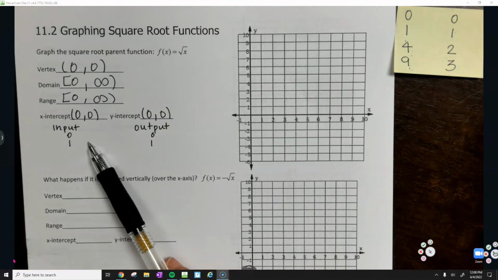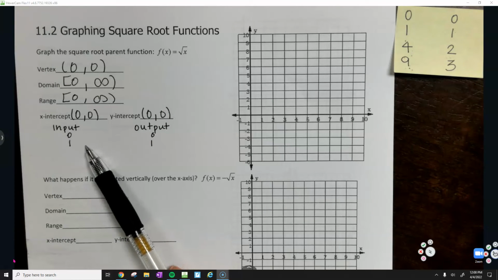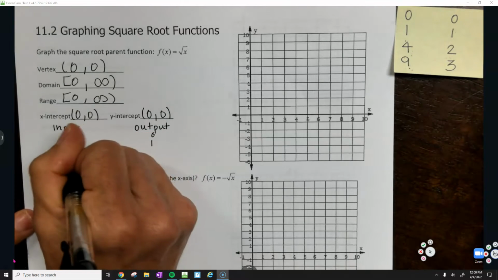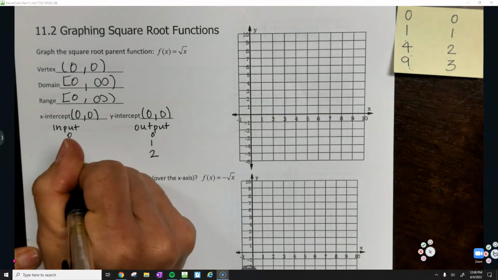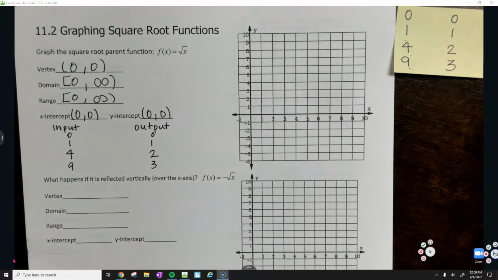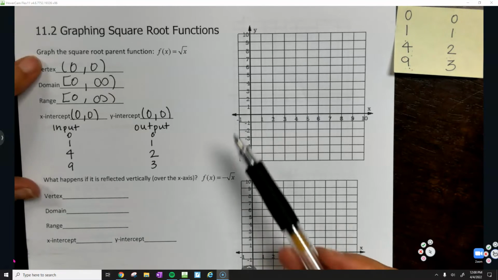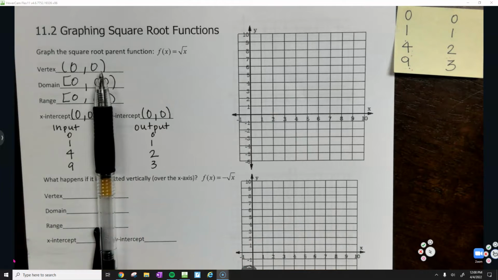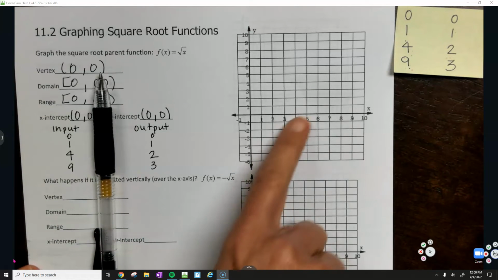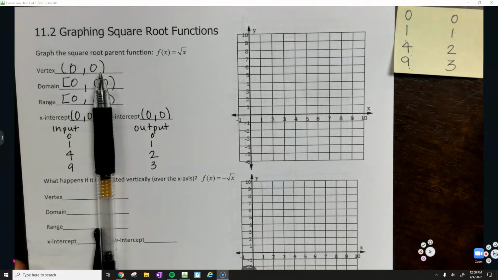So after that, I'm going to skip down to 4 because 4 is perfect. The square root of that is 2. And then, of course, I could do 9 and get an output of 3, and so on and so forth, as long as you're using perfect squares. All right, one more thing before we begin. Square root functions always have a starting place, and they are always going to go to the right.